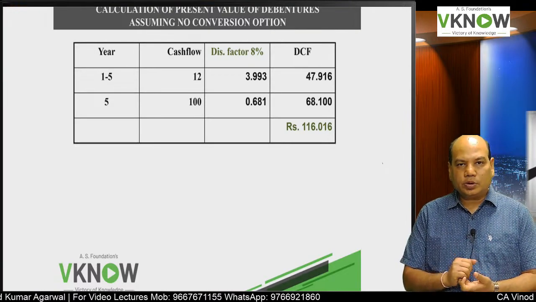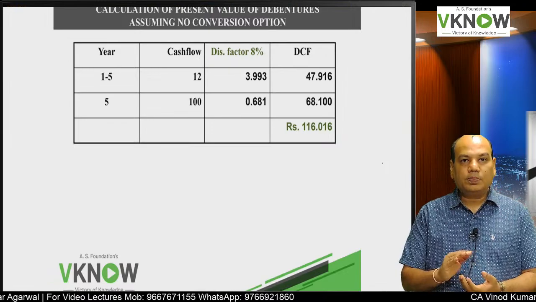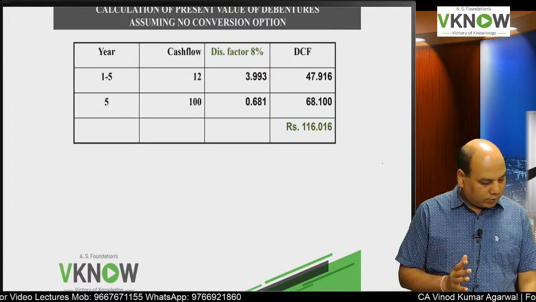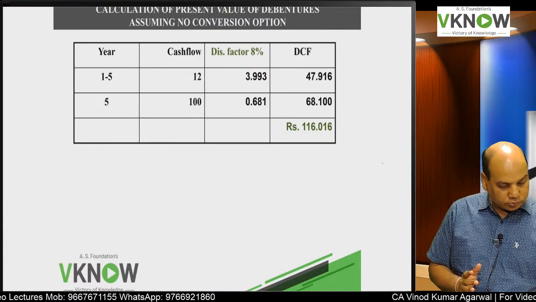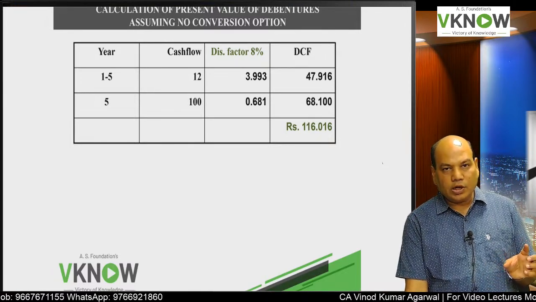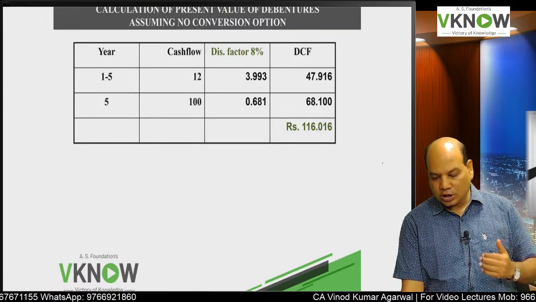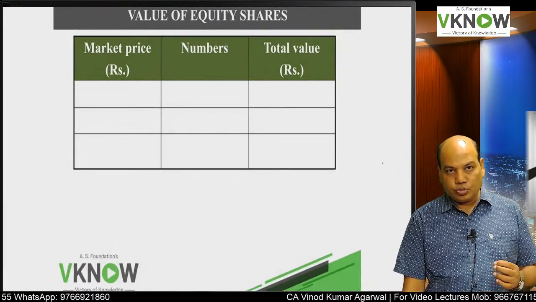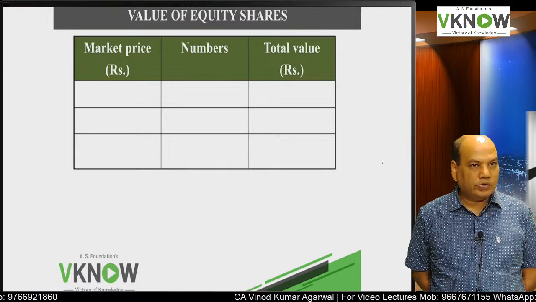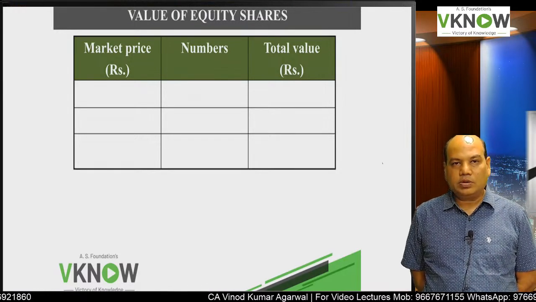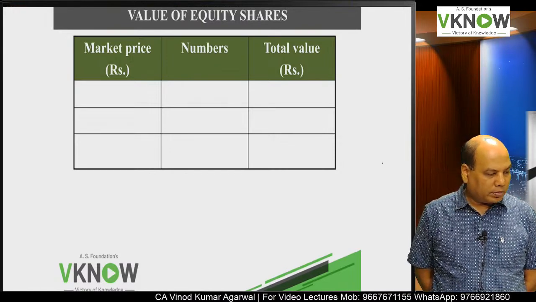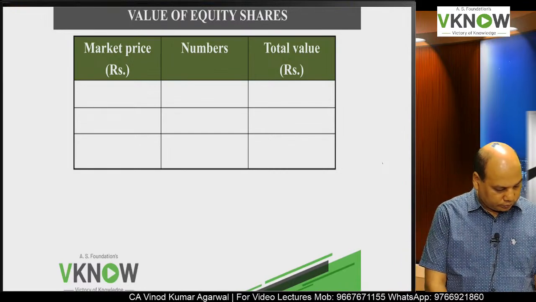So this is the value of the bond today, and there are 3 possible share prices given. It can be 4, it can be 5 or it can be 6, and one debenture is convertible into 20 equity shares. So therefore I will see what will be the value under the 3 scenarios. So write down step number 2, value of equity shares. Value of equity shares, 3 columns: market price, numbers and total value.